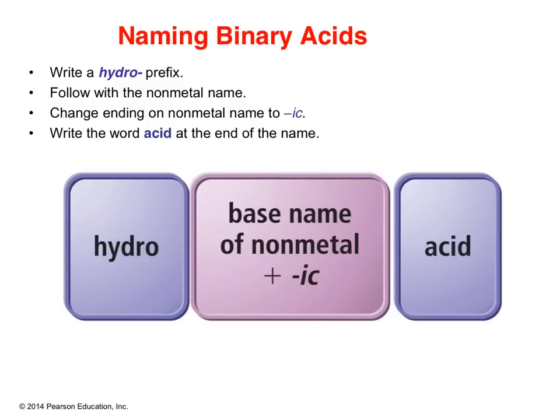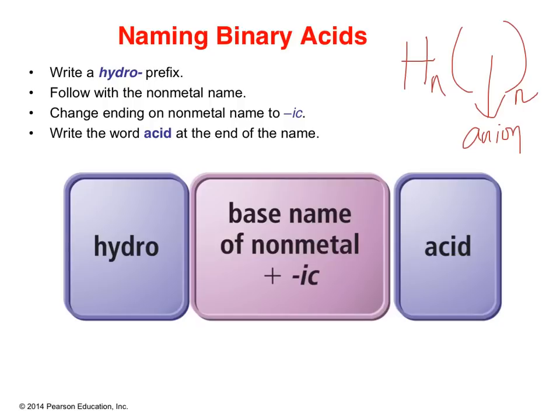In one of the previous videos, we learned how to recognize an acid. How do you recognize an acid? An acid has one or more hydrogens followed by a monoatomic anion or a polyatomic anion. Okay, so one or more hydrogens followed by an anion.